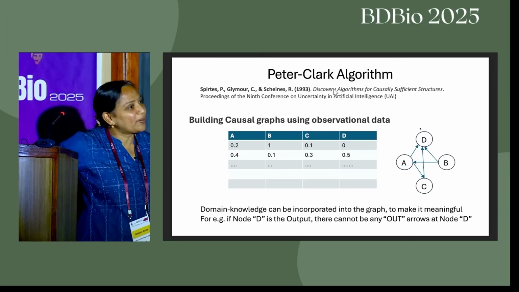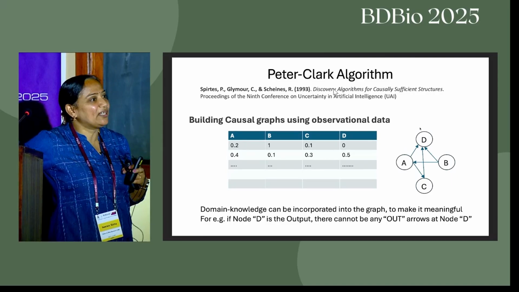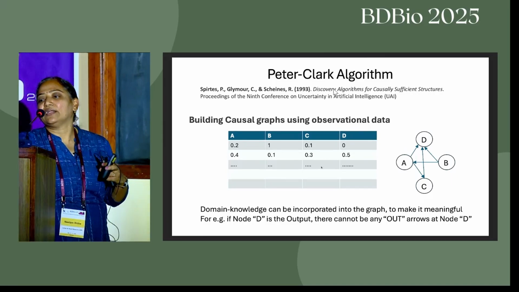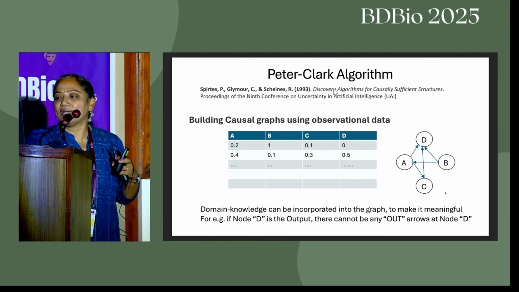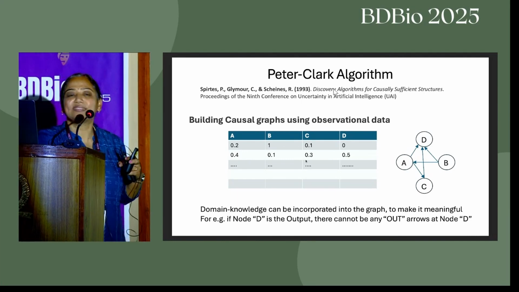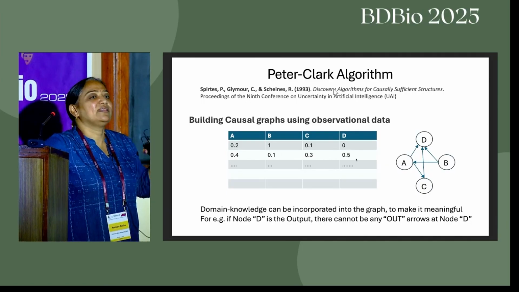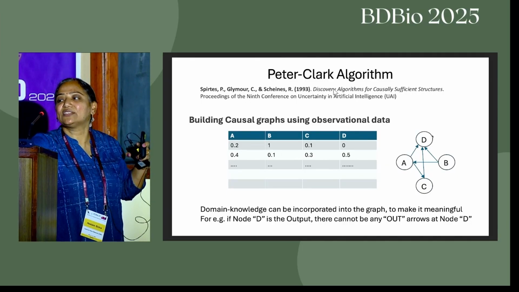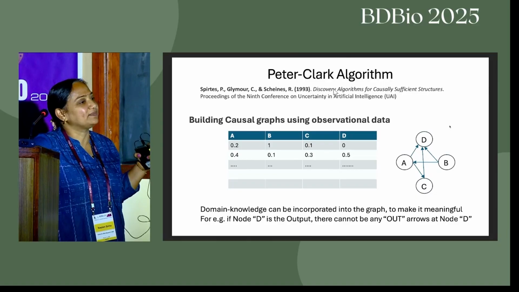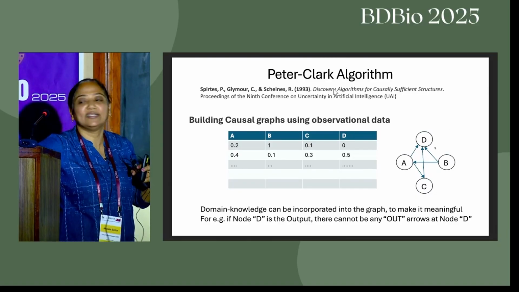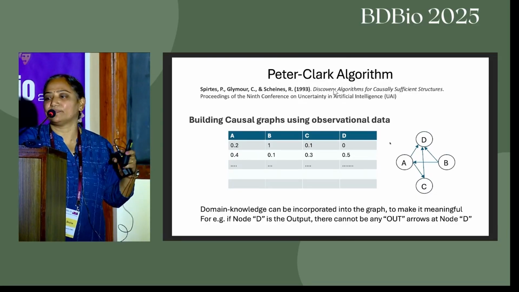We can incorporate domain knowledge. The more we can incorporate, the better. Domain knowledge can be incorporated to make it more meaningful. For example, here, if we know that D is the output node, the simplest thing we can do is say there is no outgoing arrow from D. Everything should be entering D. That's the only constraint.